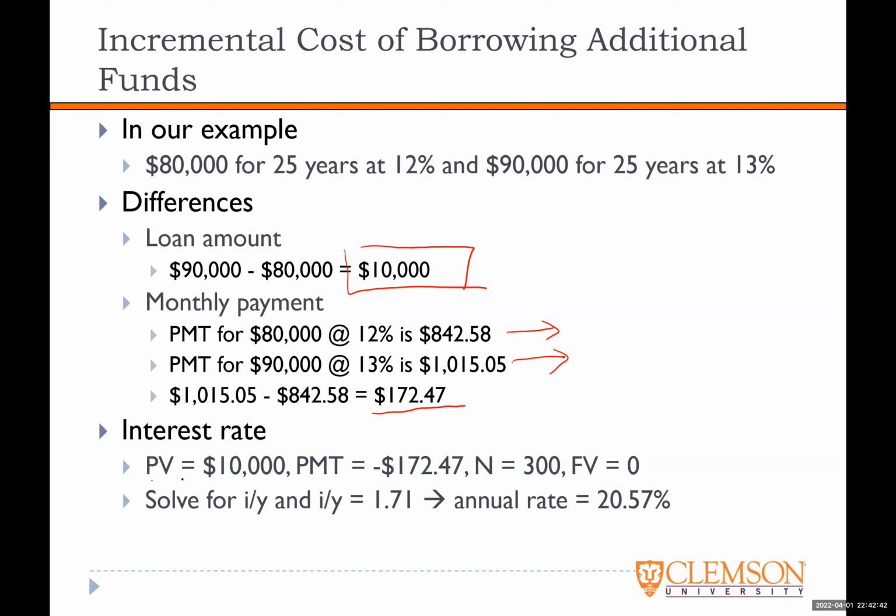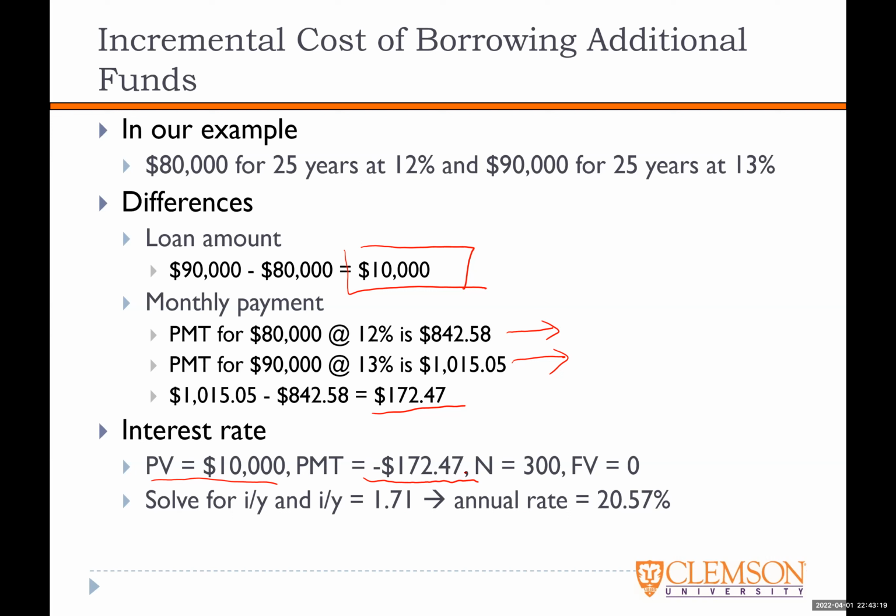We know the PV is $10,000. We know the payment is $172.47. So you see that the payment is negative, the PV is positive. You can keep it that way, or you can set the payment to be positive and the PV to be negative, as long as the signs are different. Because one is the additional dollar gain to you, one is the additional payments. So the signs are opposite.